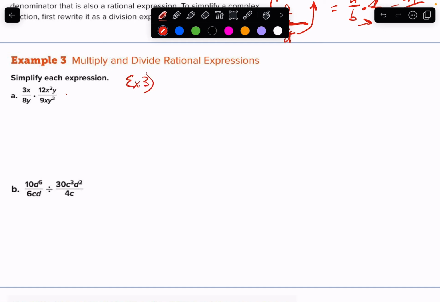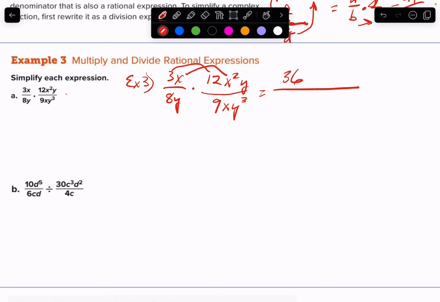Example 3. We've got 3x over 8y times 12x squared y over 9xy to the third. Okay. So 3 times 12 is 36. X times x squared is x to the third. You add the exponents. The y has no one to mess with, so it just hangs. 8 times 9 is 72. There is no x extra, so it's just x. And then y times y to the third is y to the fourth.